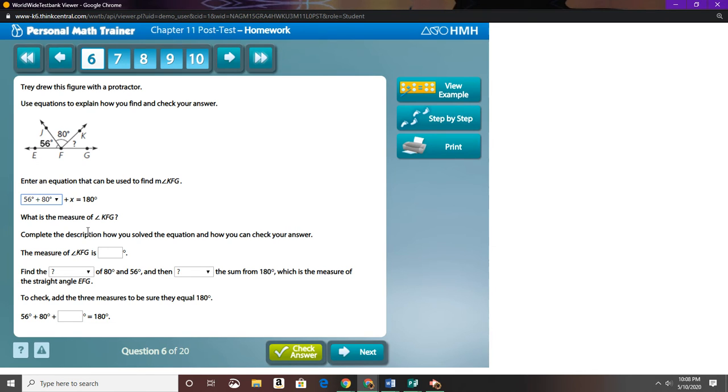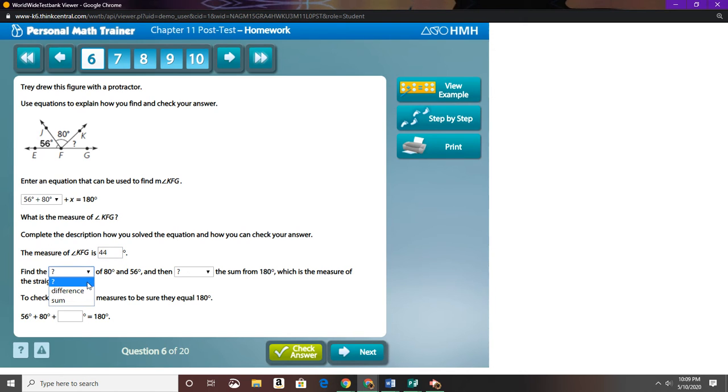What's the measure of angle EFG? Well, we need to figure this out then. 56 plus 80 is 136. And then 136 subtracted from 180, well, 180 minus 40 would be 140. So 180 minus 44 would be 136. So that means angle KFG would be 44 degrees.